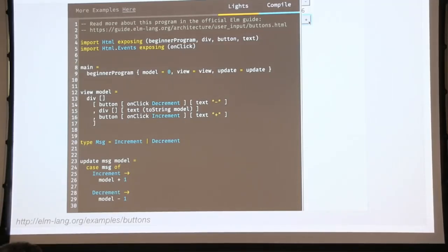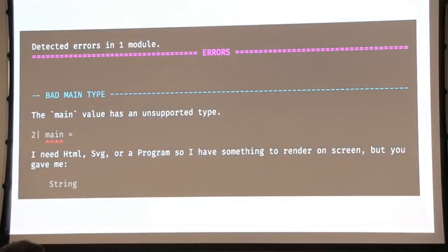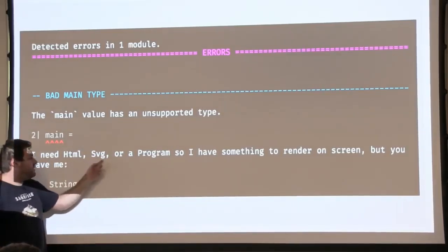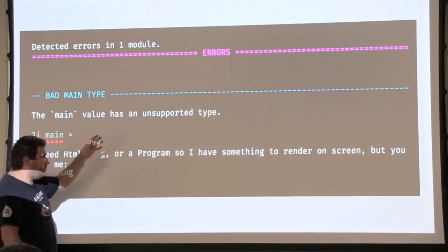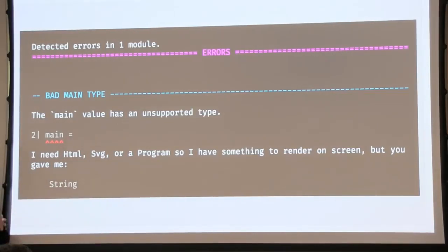The point is that if you make a mistake, all right, so you can type just this. If you try to do this and you try to compile, the compiler will not scream at you, but the compiler will tell you what went wrong, and it will tell you how to fix it. It will tell you that it needs HTML, SVG, or a program, whatever a program is, I don't really know. So I have something to render, but you gave me a string. So please fix it. It doesn't only tell you what went wrong, what the type error is, it tells you how to fix it.